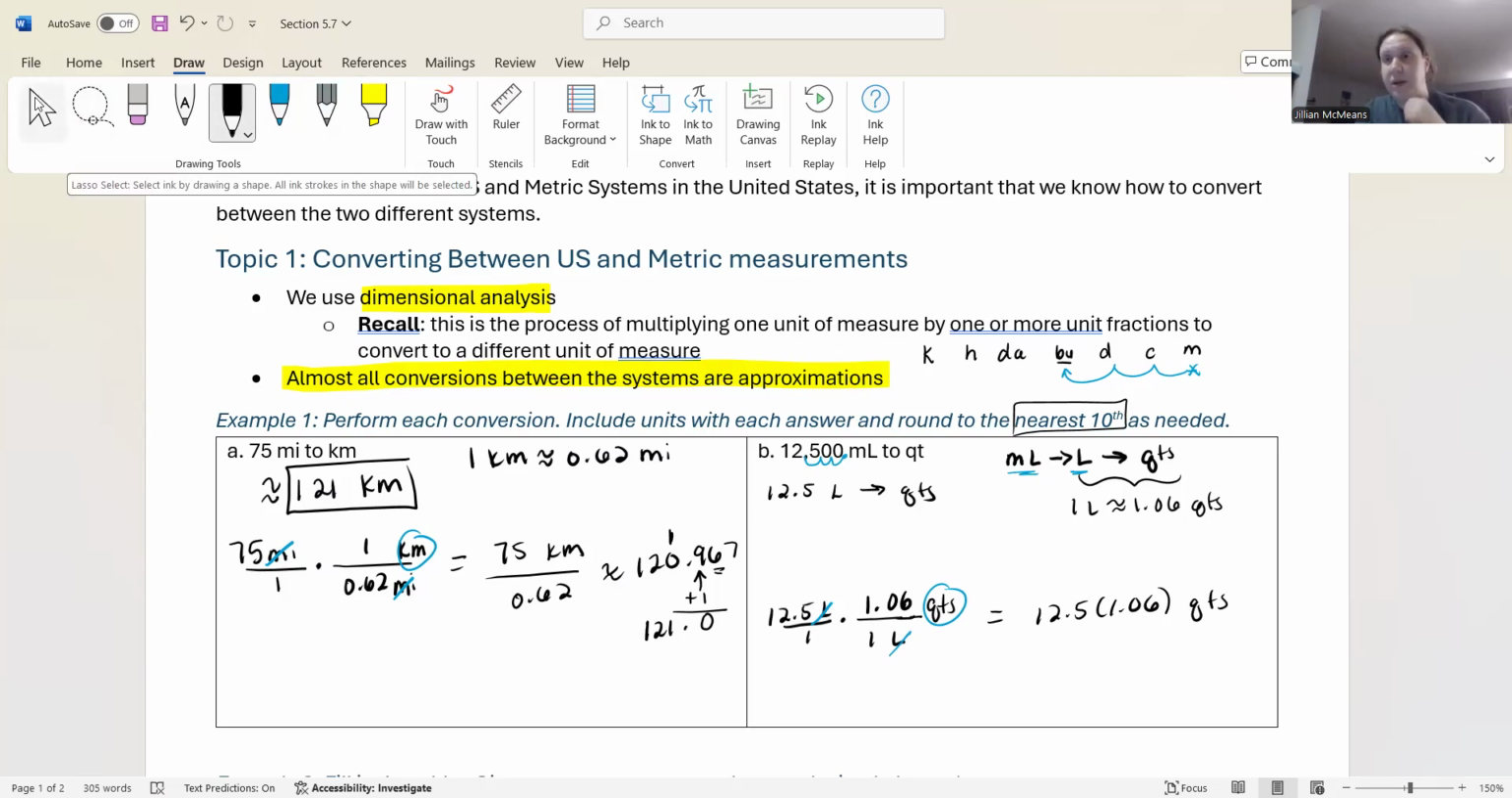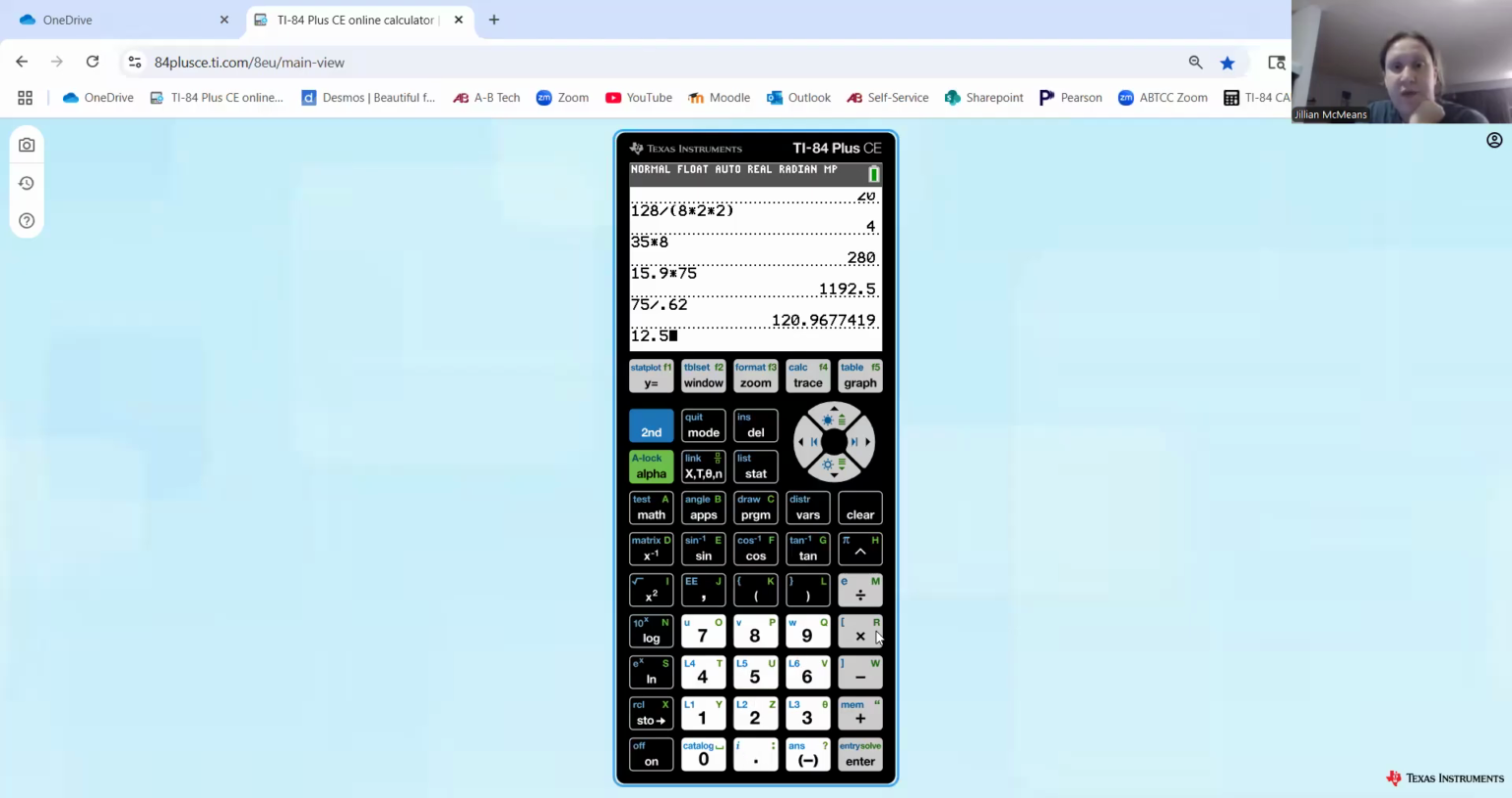So let's go to the calculator and let the calculator do the side work. We want to type in 12.5 times 1.06. And that gives us 13.25, okay?